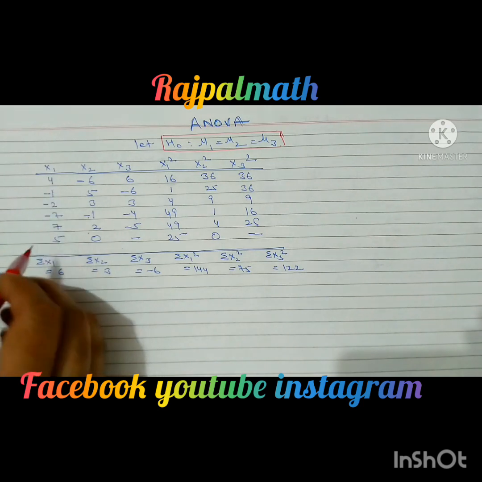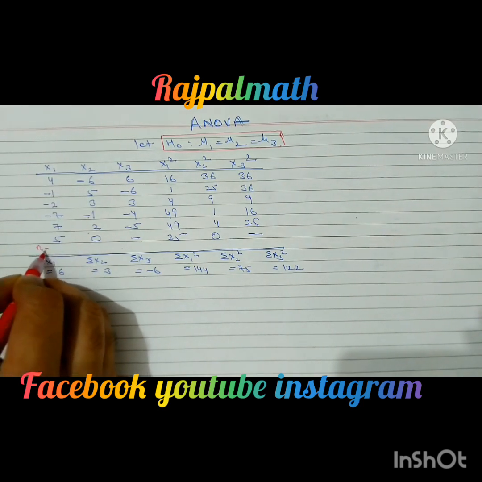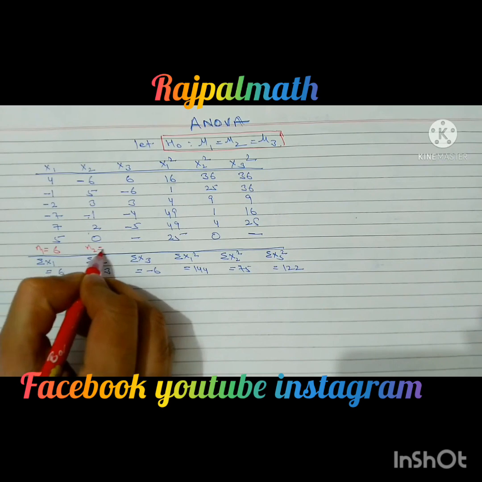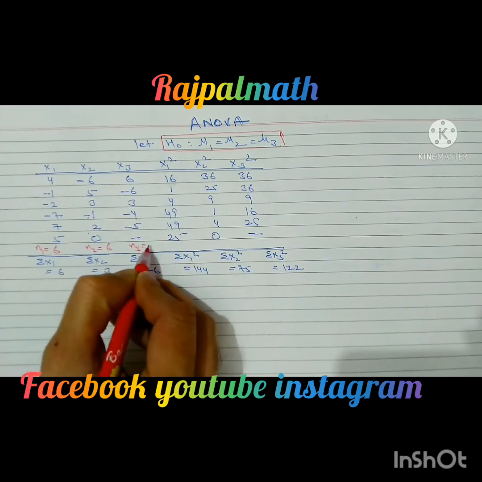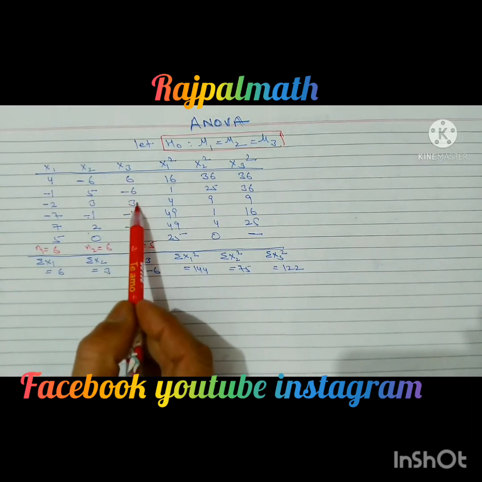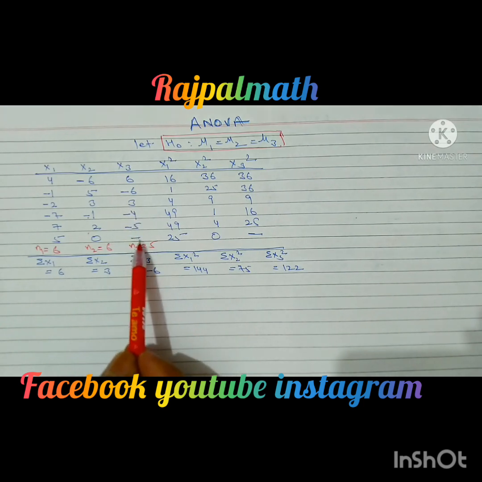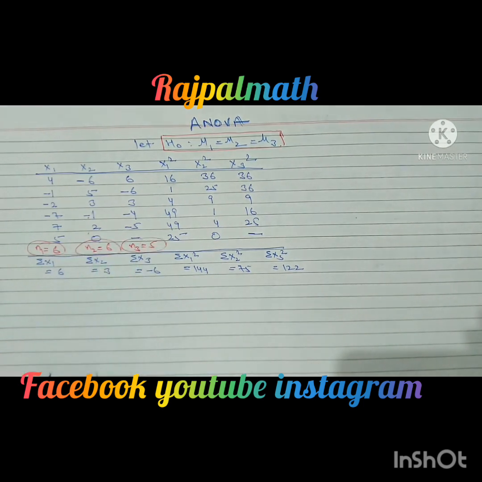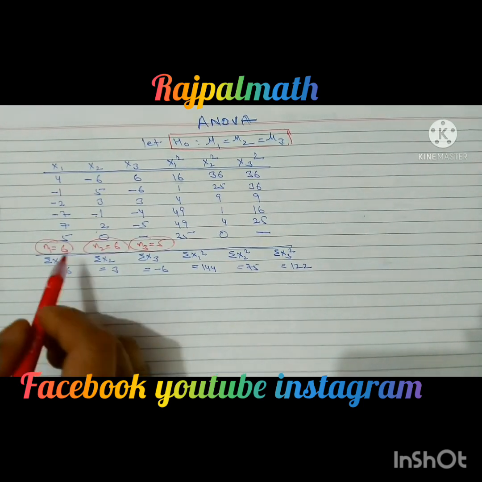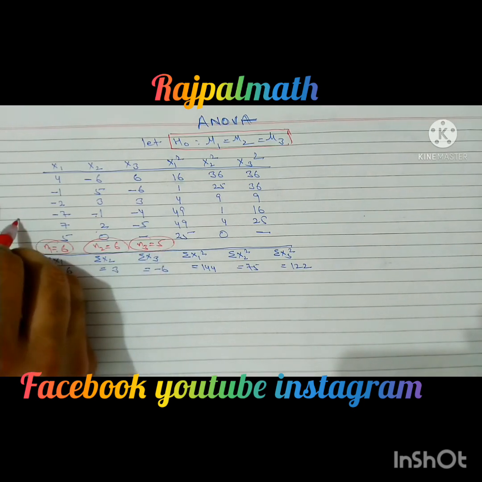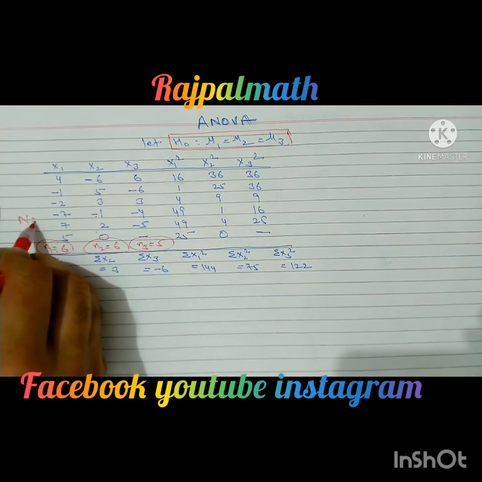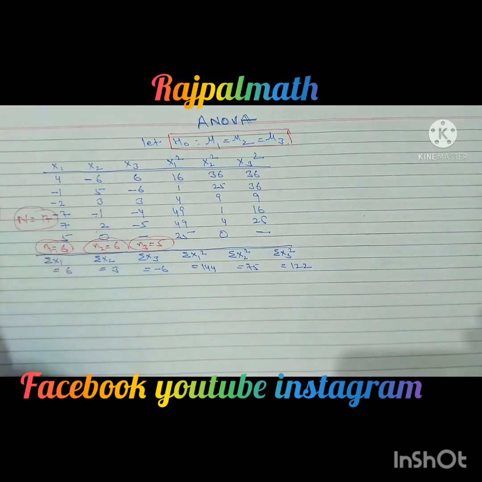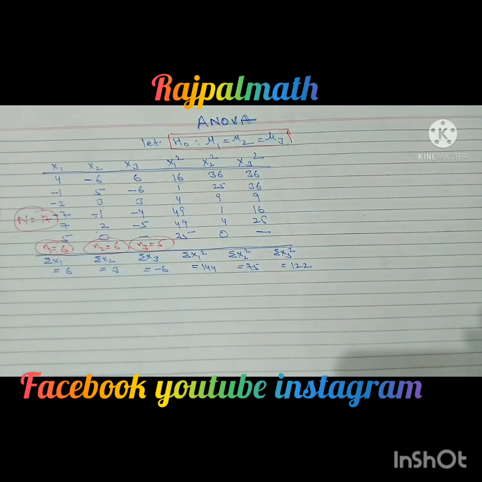Here elements of x1, Dr. A, n1 equals 6, elements of x2 is 6, and elements of x3 is 5. 1, 2, 3, 4, 5, the sixth one is missing. So n1 is 6, n2 is 6, and n3 is 5. Therefore n1 plus n2 plus n3 equals N. N here is 17, the sum total of all the observations in 3 groups.